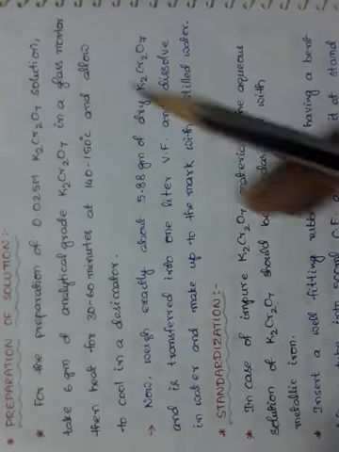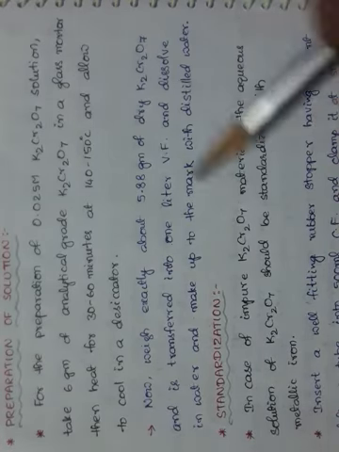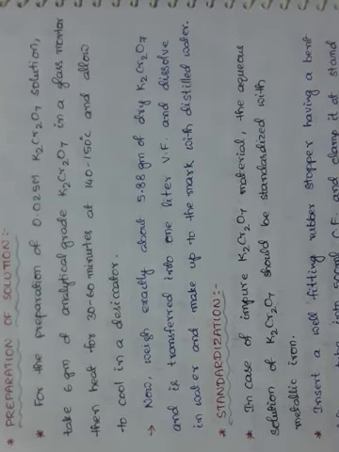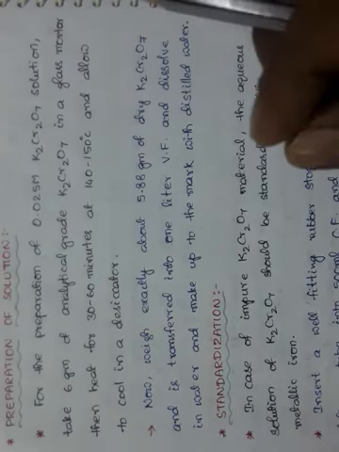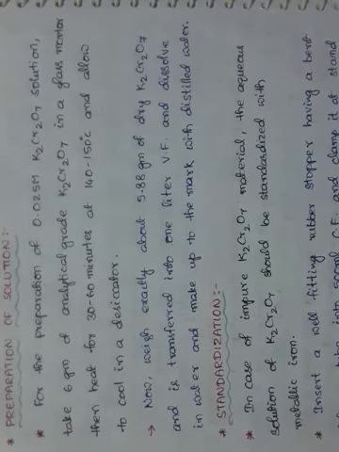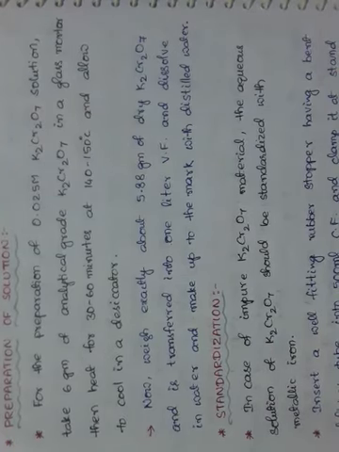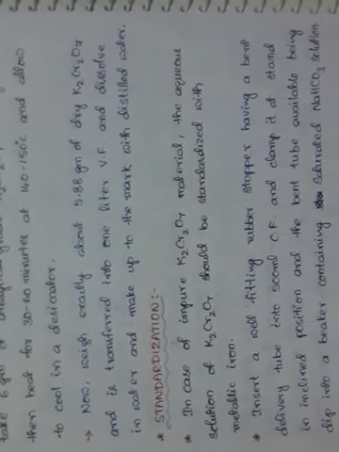You know very well this potassium dichromate preparation. Okay, simple preparation. Just weigh 5.88 gram of dry potassium dichromate into a 1 liter volumetric flask and make up with distilled water.